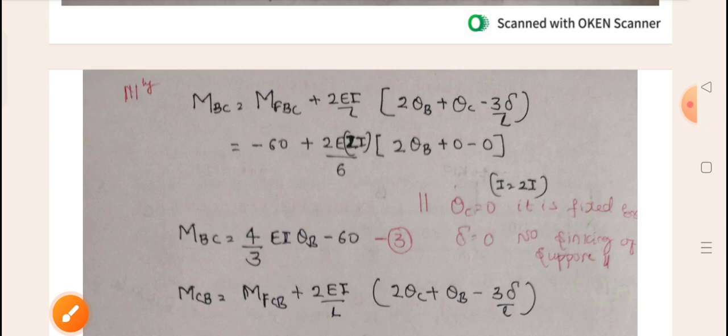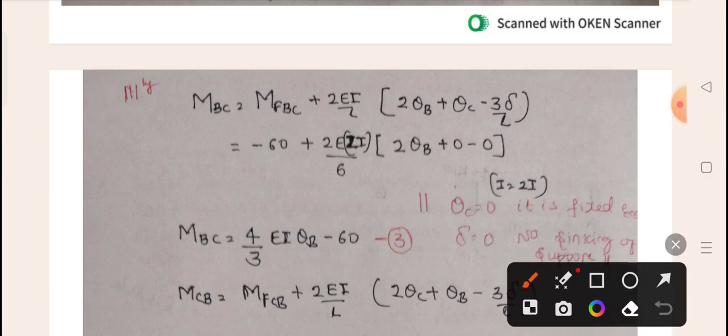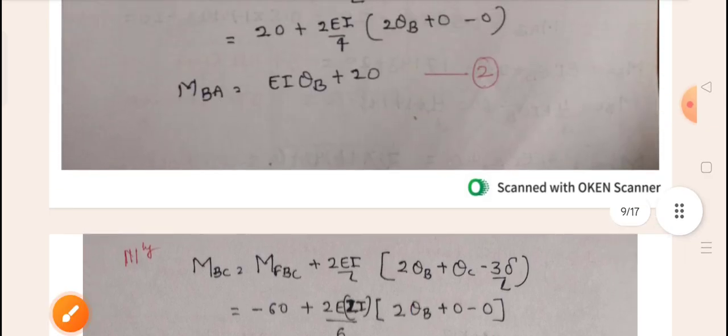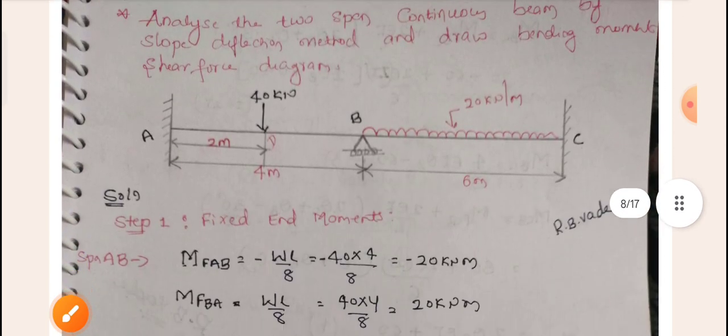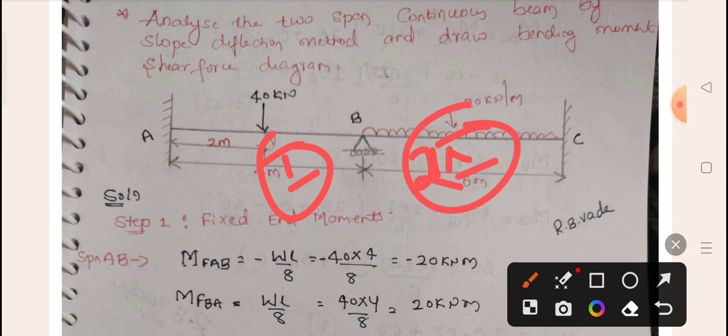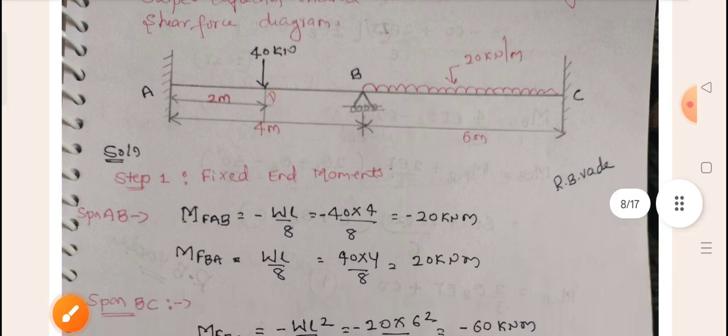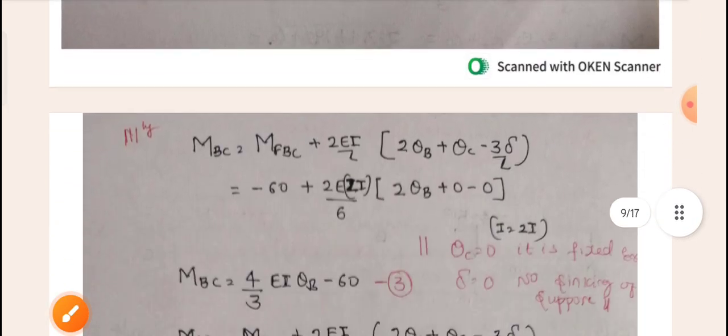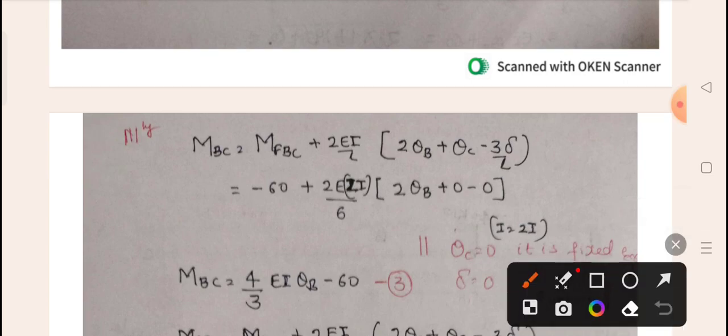So here I have written 2I. Why is it written like that? If you go to the question, it is mentioned here. For span AB it is I; in the diagram it is not shown, but it is like that. For span BC it is 2I. That means if the moment of inertia of section AB is I, then this is twice of I. So that is why that value has been substituted. For span BC, that is 2I.